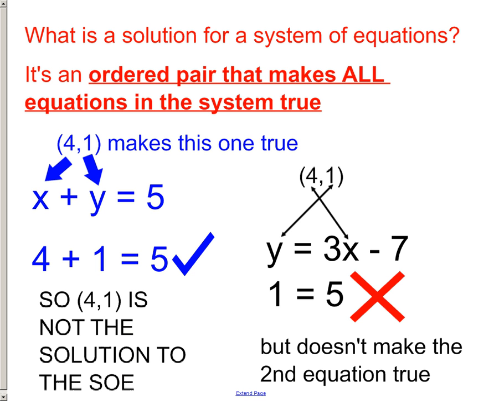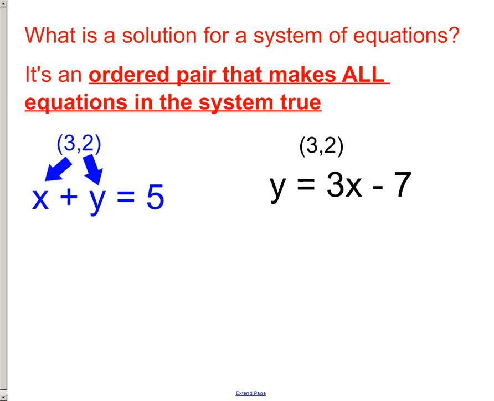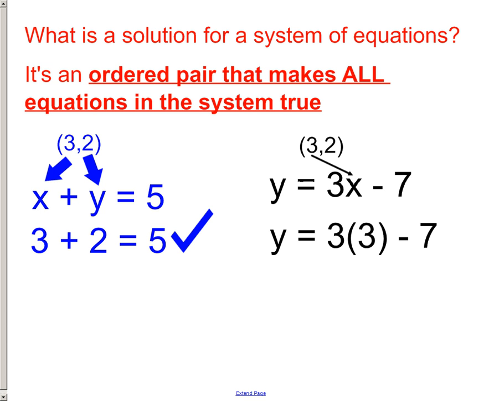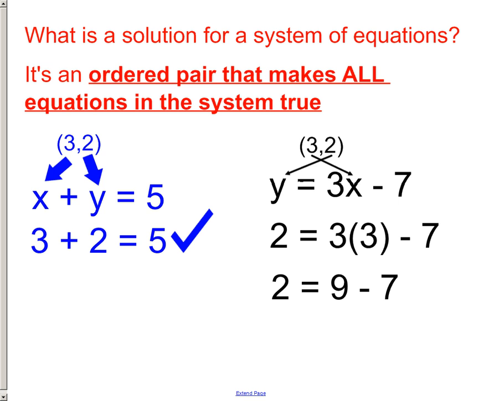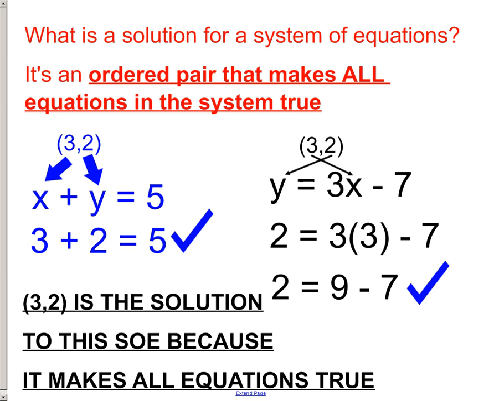Okay, so we're back to the drawing board. We still don't have a solution to this SOE. What about if we tried (3, 2)? Because I know that 3 plus 2 equals 5, so it makes that first equation true. Let's go plug it into the second equation. x is 3 and y is 2, so we'll plug that in. Let's see here. 3 times 3 is 9, and 9 minus 7 is indeed 2, so it does make that one true. So (3, 2) is the solution because it makes all the equations true.